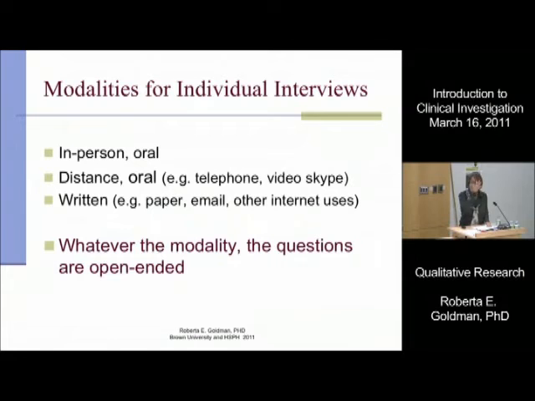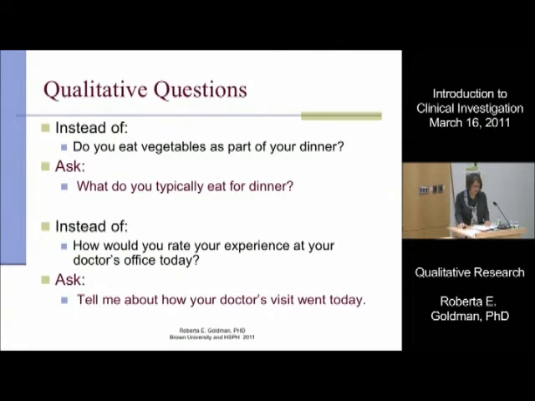I never tried it, but with video, Skype, and all the new modalities that we have out there, the opportunities are just growing. Written qualitative interviews I don't think are all that useful because people don't generally like to be asked to write a lot, and it would only work for very literate people, very motivated people. But whatever the modality, there'll be open-ended questions.